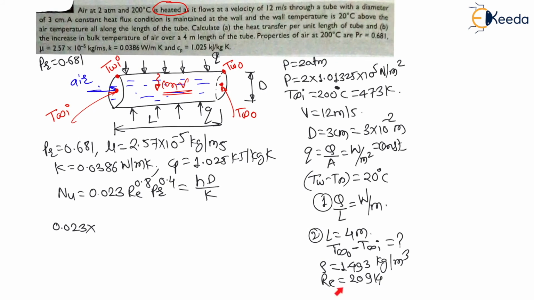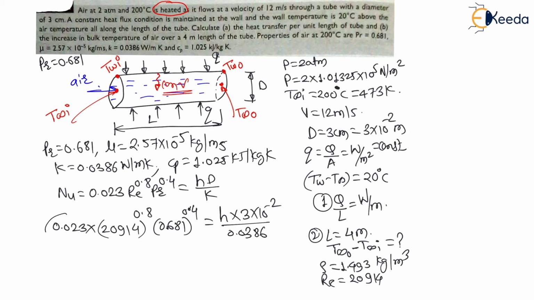Here you will find the value of Reynolds number, just we have calculated. It is 20,914 to the power 0.8. Prandtl number is given in the question. Right. It is given. Prandtl number 0.681 is written here. Right. Therefore 0.681 to the power 0.4 is equal to h. Diameter is given. Diameter of the tube is 3 into 10 to the power minus 2 meter. Thermal conductivity is also given in the question, which is 0.0386.